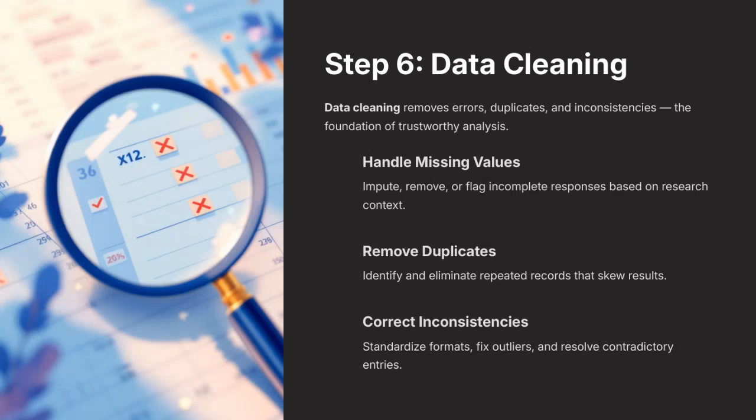Now, let's talk about step 6, data cleaning. This is a crucial part of ensuring our analysis is trustworthy. First, we need to standardize formats, fix outliers, and resolve contradictory entries. This helps our data look consistent and reliable. Next, we focus on correcting inconsistencies by identifying and eliminating repeated records that might skew our results. Duplicates can really distort our insights if we don't handle them properly.